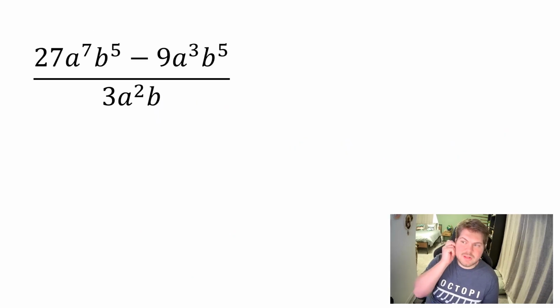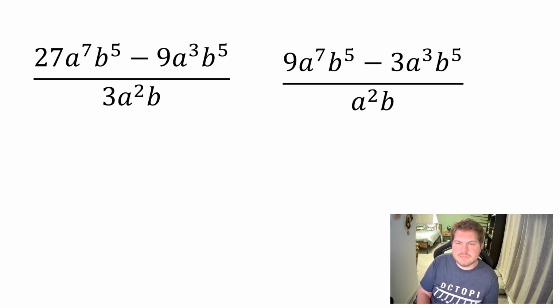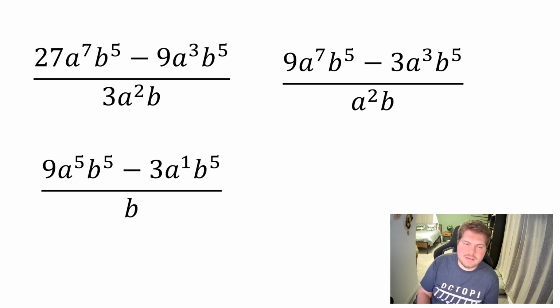All right, similar idea here. I think this was the slide I was actually thinking of. Let's divide both of these by 3 first. So 27 divided by 3 is 9. 9 divided by 3 is 3. All right, now let's look at our a's. So a to the 7th divided by a squared is going to be a to the 5th. a cubed divided by a squared is just going to be 1a.